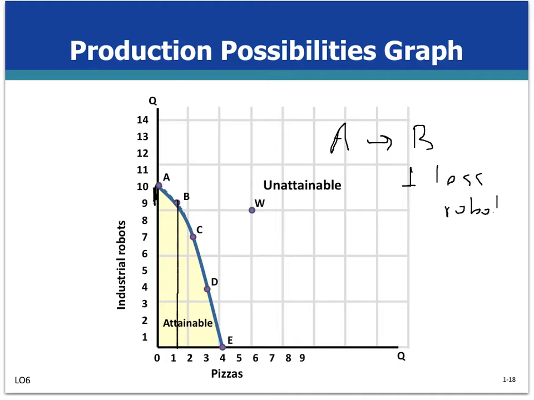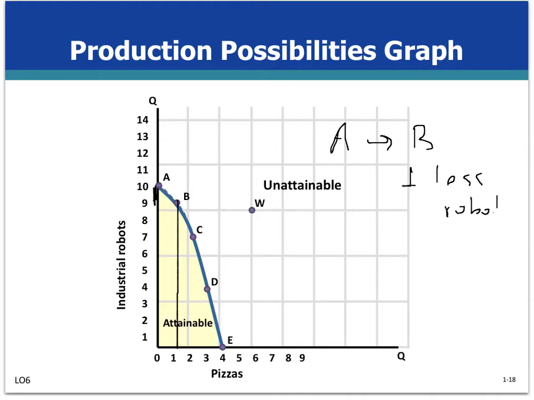And we are going to talk about the law of increasing production opportunity cost on the production possibility frontier. And we start with moving from point A to point B. So one robot is exactly equal to one pizza. So if you want to get one more robot, you need to sacrifice one pizza.